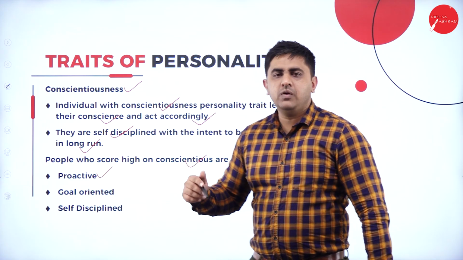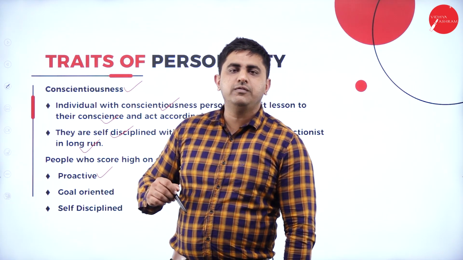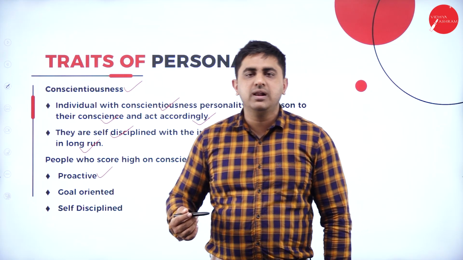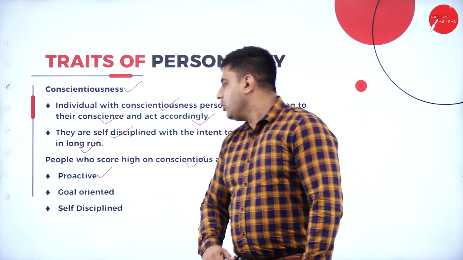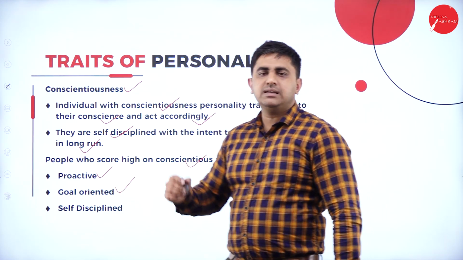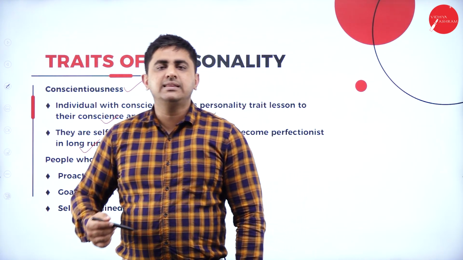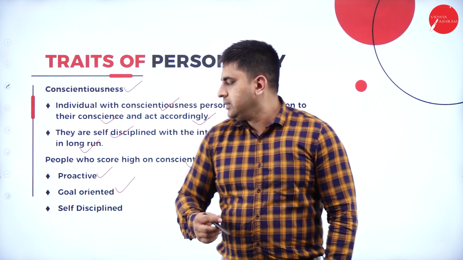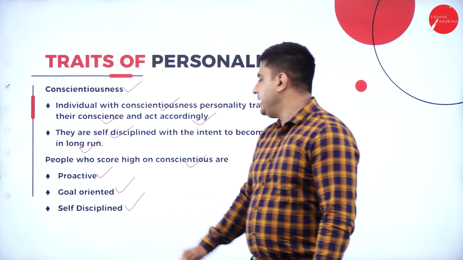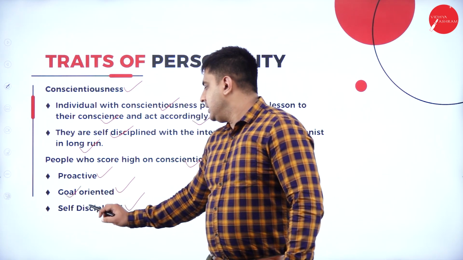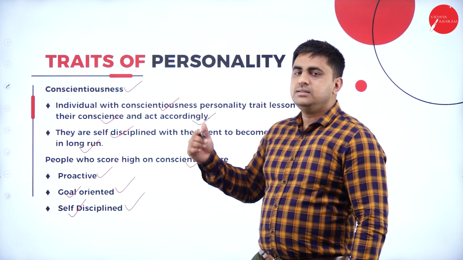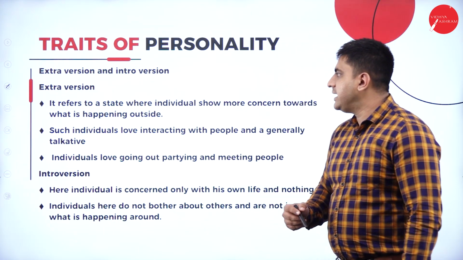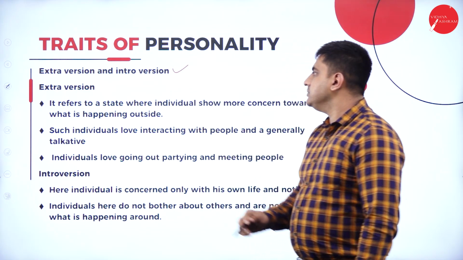That is, they are always active. They don't want to loaf around and waste their time. So they are working for some purpose or a goal. That is your proactive. Then goal-oriented. They have got something in their head and always they are thinking about that and they are working for that in a disciplined way. And they are self-disciplined. Obviously, to achieve this goal, they are self-disciplined. This is regarding conscientiousness. So next we go for extraversion and introversion.